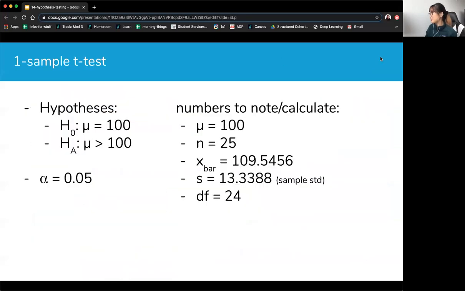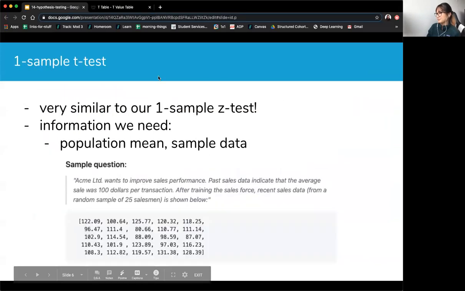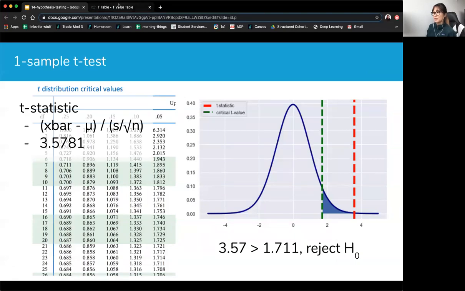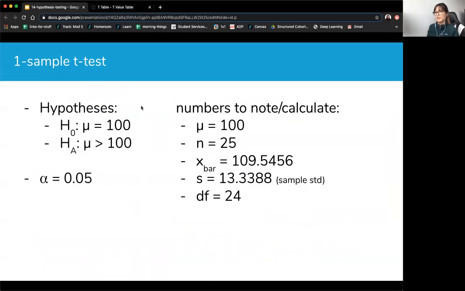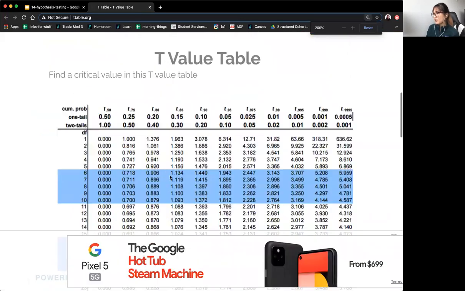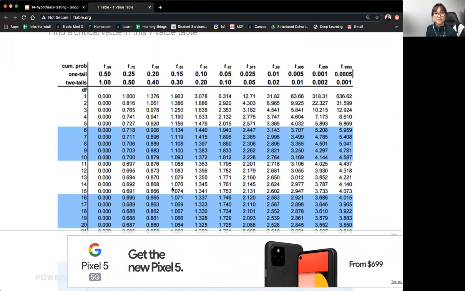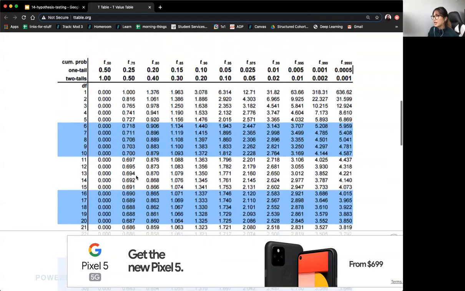Let me see if there's a better t-table I have linked here. All right, I have the t-table over here. The way we use our t-table depends on our alpha and what our hypotheses are. Back here, our alpha was 0.05 and our hypothesis was a one-tailed test. You look up the alpha and the number of degrees of freedom to determine your threshold. Our degrees of freedom happen to be 24, so we look up this column for 24 degrees of freedom.